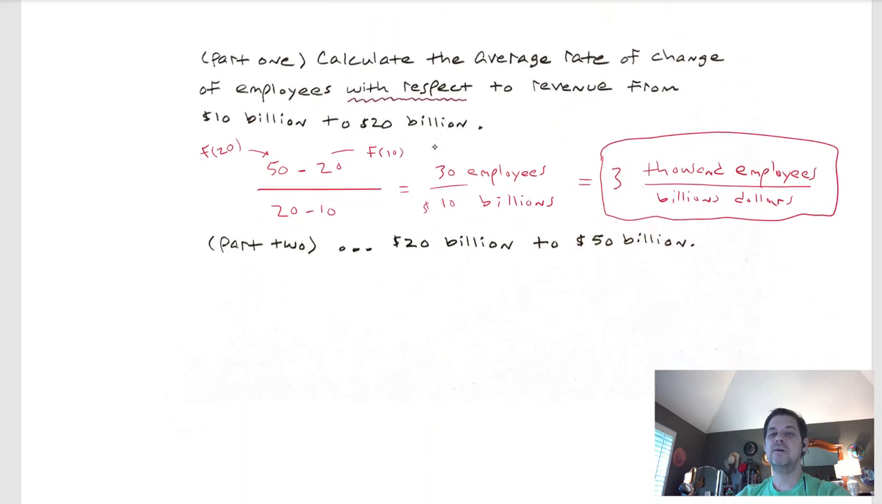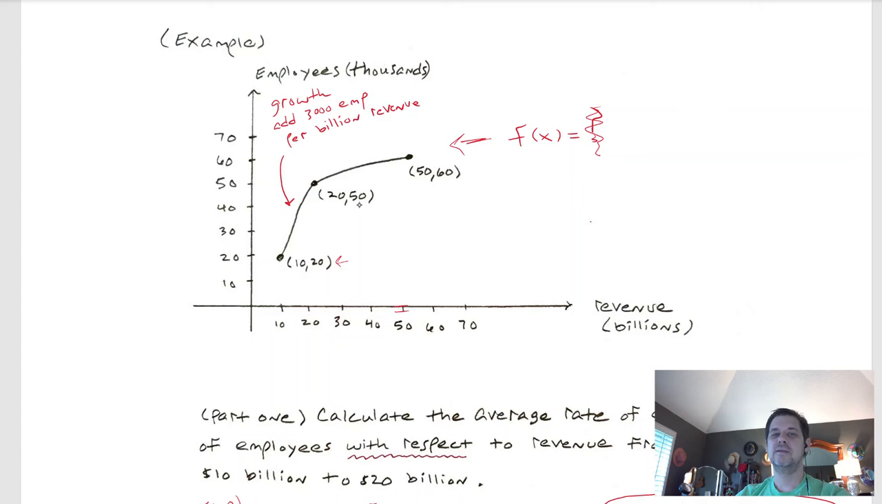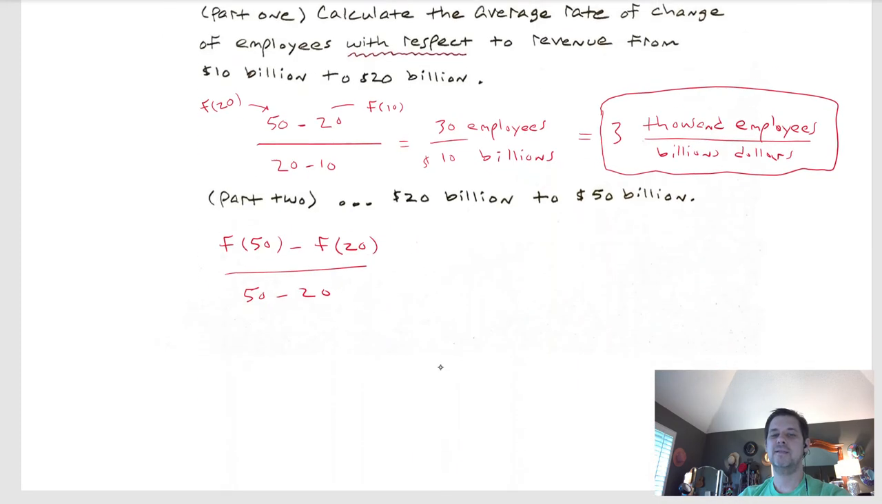Okay, so here's what the formula is. F of 50, meaning the y coordinate corresponding to the number 50, minus f of 20, over 50 minus 20. There's our formula for the average rate of change. F of 50, well, we'll have to look on the graph for that. The y coordinate associated with an x coordinate of 50 turns out to be 60. So, okay, I got 60 right there.